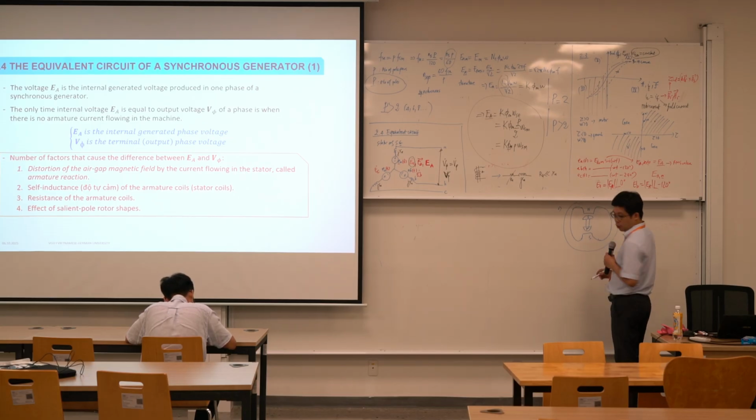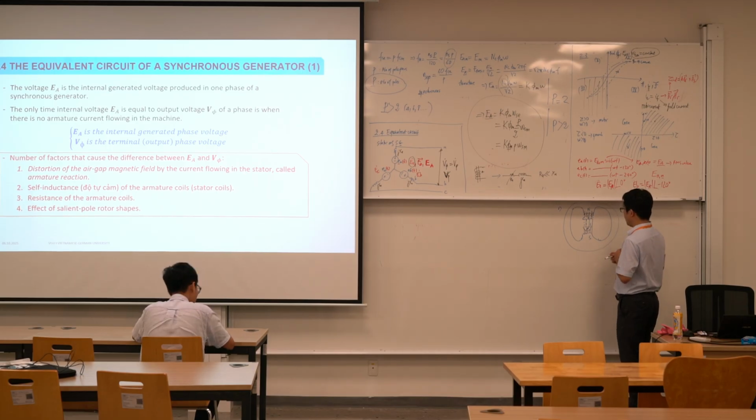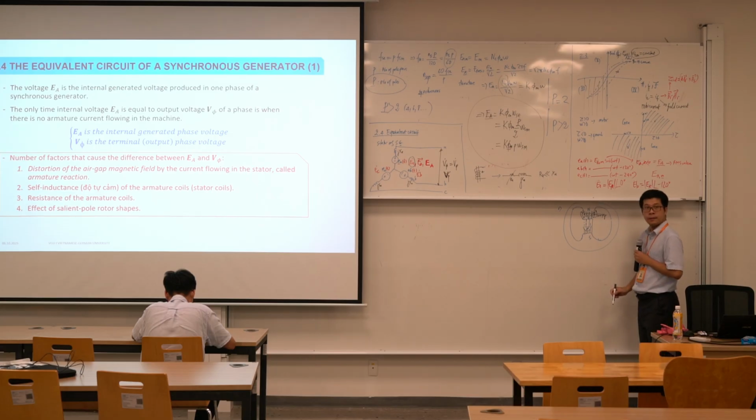So we have the magnetic field from the stator to the rotor. Sorry, the rotor magnetic field across the stator, but this is the air gap. Right? This is the air gap. So we have another magnetic field going this way. Because of this, the magnetic field will have more distortion.